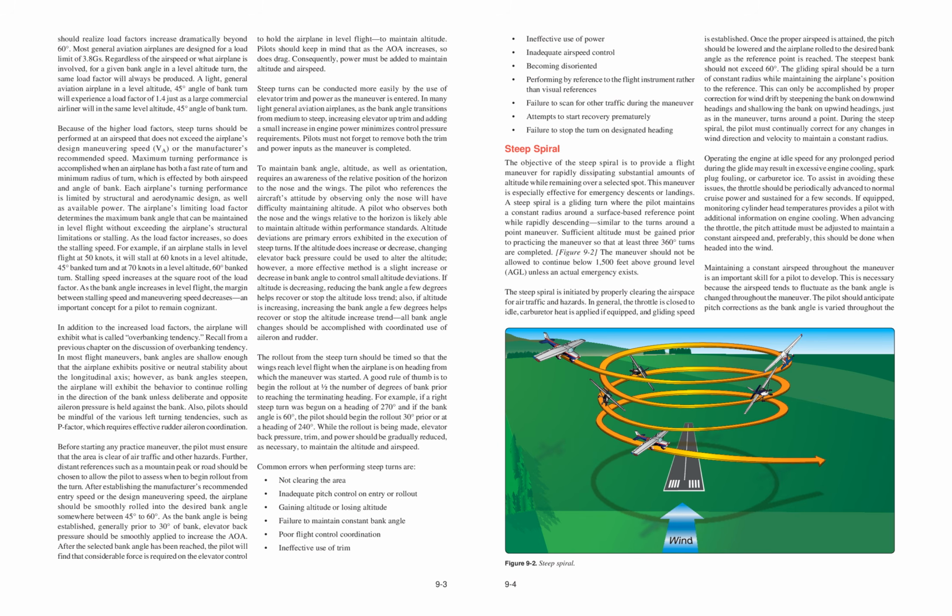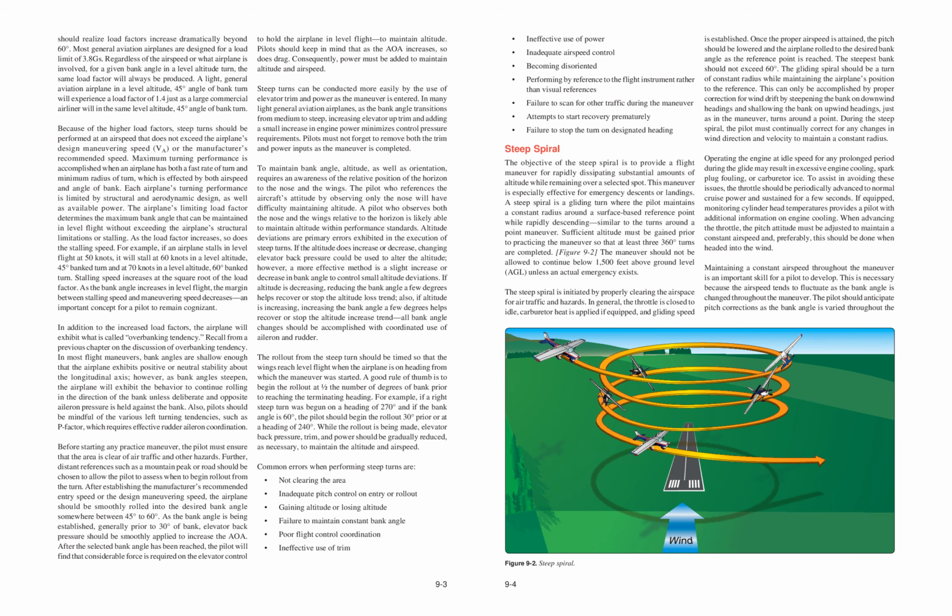Steep spiral. The objective of the steep spiral is to provide a flight maneuver for rapidly dissipating substantial amounts of altitude while remaining over a selected spot. This maneuver is especially effective for emergency descents or landings. A steep spiral is a gliding turn where the pilot maintains a constant radius around a surface-based reference point while rapidly descending, similar to the turns around a point maneuver.